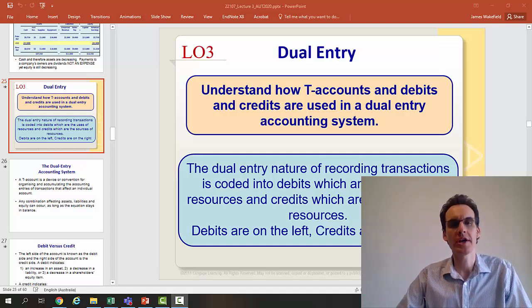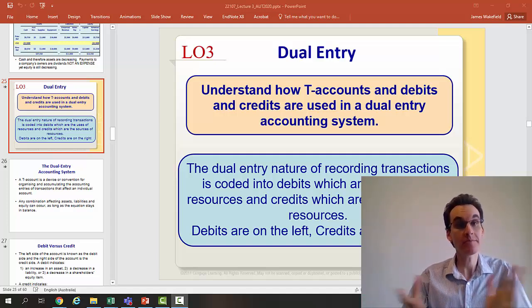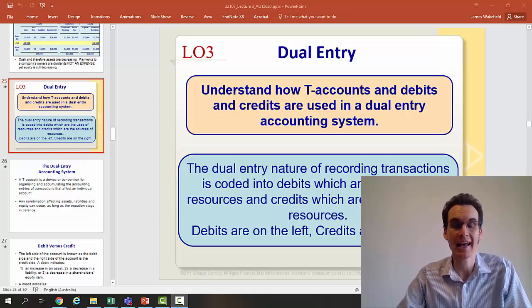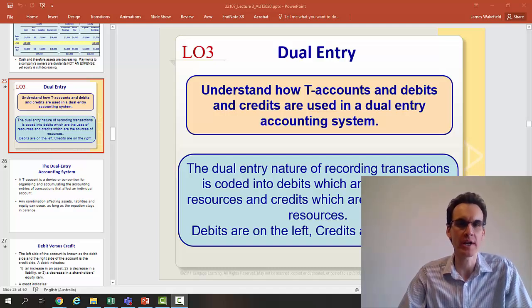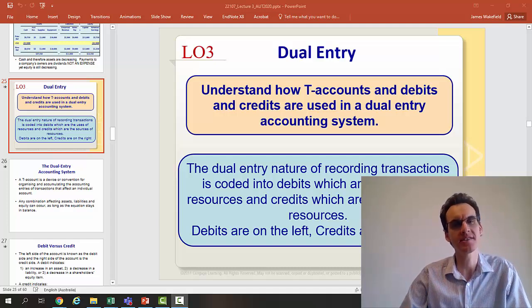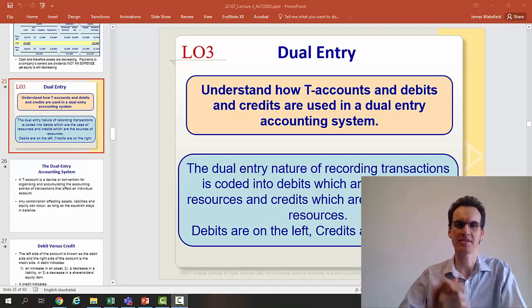Welcome to learning objective number 3. In learning objective number 3, we're going to look at understanding how T accounts and debits and credits are used in the dual entry accounting system. So what does this all mean? Well, this is our system of coding up the recording of different accounting transactions so they can enter the accounting system. We can then consolidate that information together to generate financial statements.